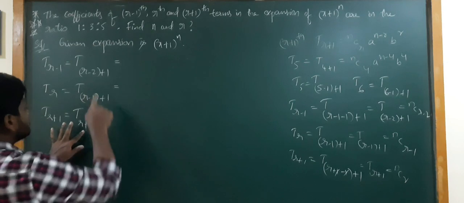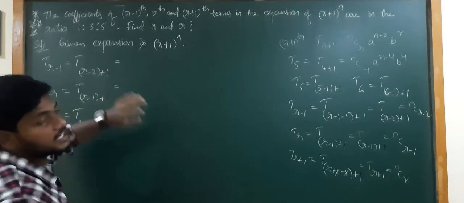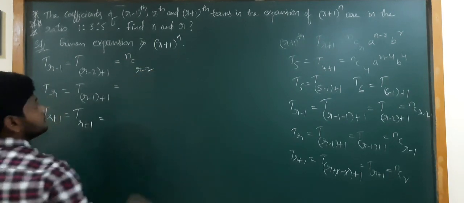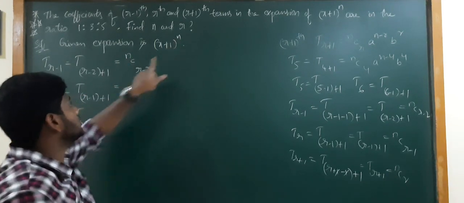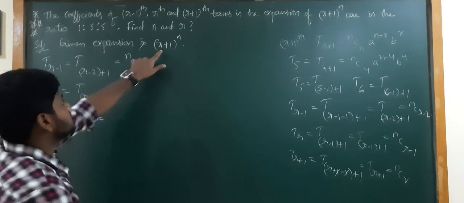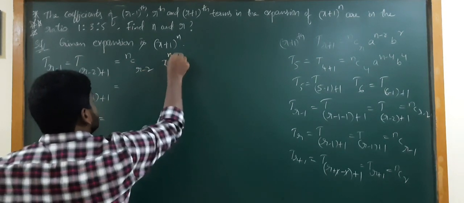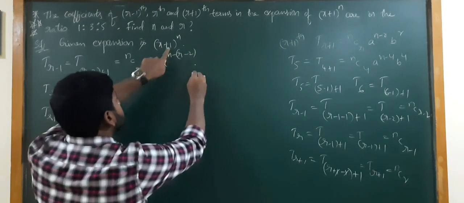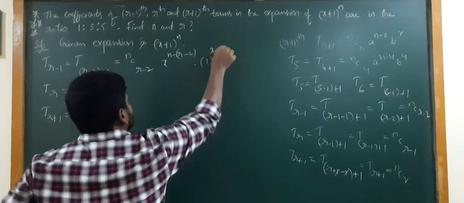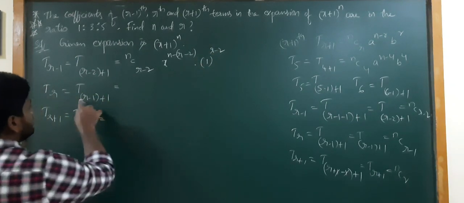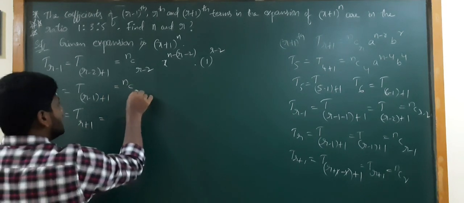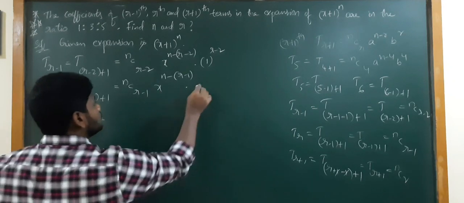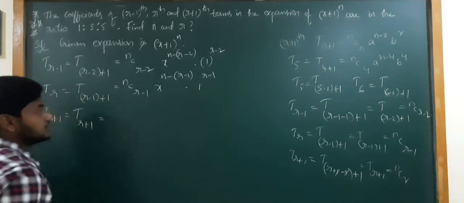So T(r minus 2 plus 1), by using the general term formula, how to write? nC(r minus 2). Here the index is n, right? So nC(r minus 2). What is x? x to the power of n minus (r minus 2), into 1 to the power of r minus 2. Next, how to write this? nC(r minus 1), x to the power of n minus (r minus 1) into 1 to the power of r minus 1.